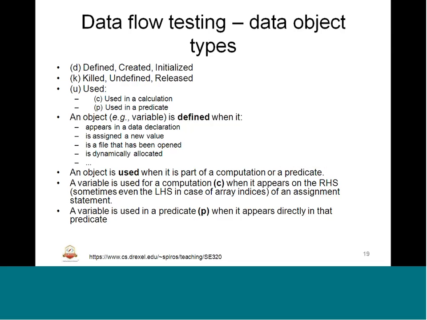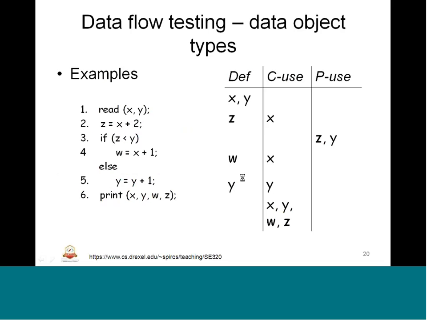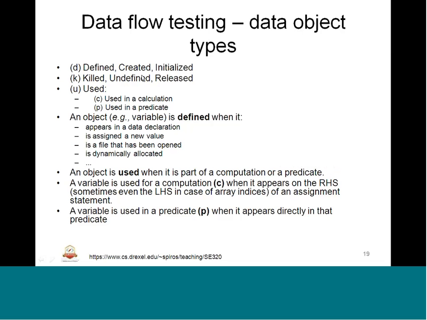Okay. So next one is examples of data processing data object types. You can see definition, C use, P use. As I said, definition is defined, created, initialized. The other ones are C use and P use. For calculations, we use C type of objects. For predicates, we use P type of objects.